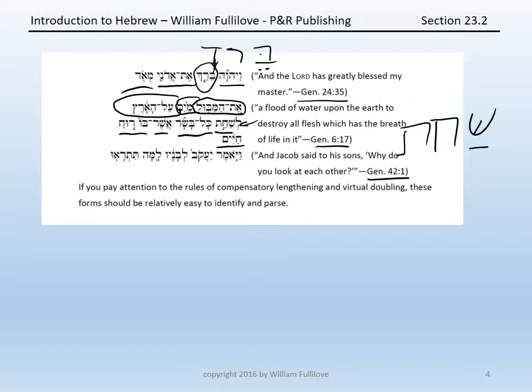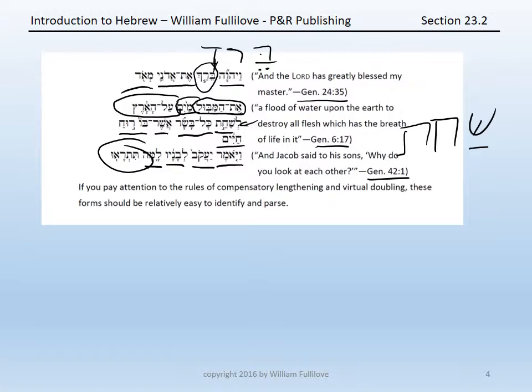And then finally, Genesis 42:1. Vayomer Yaakov levanav lamah titra'u. And Jacob said, Qal narrative, third masculine singular, to his sons, lamah, why, titra'u. This is a Hitpael of the verb ra'ah, resh, aleph, hey. The aleph as the middle root letter cannot double and causes compensatory lengthening, so the vowel underneath the resh is a kametz, not a patach.